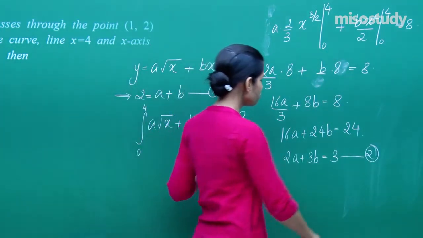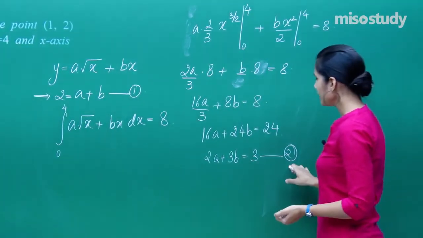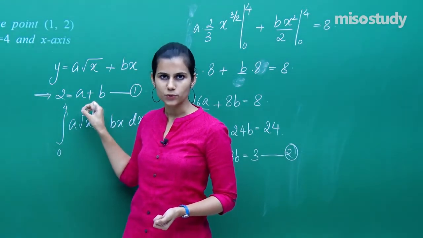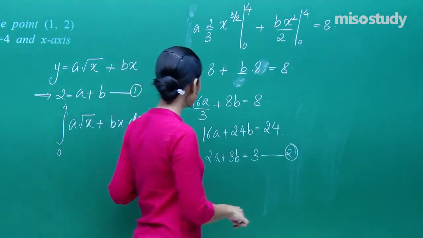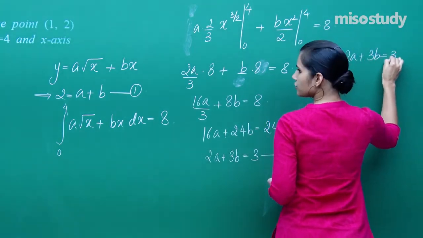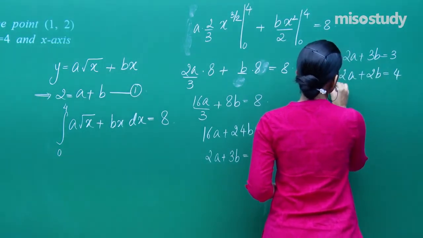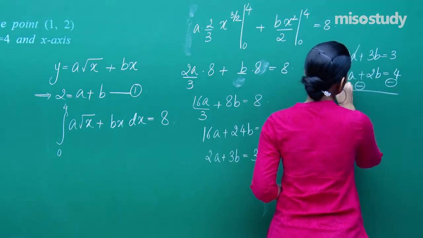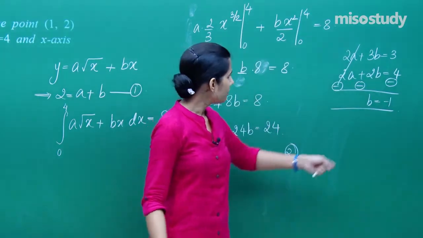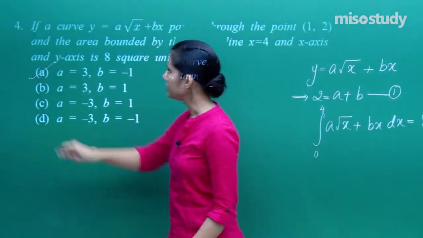When you solve 1 and 2, you get a equals 3 and b equals minus 1. Clear? You can see this is 2a plus 3b is 3, and this is 2a plus 2b is 4. 3b minus 2b is b, 3 minus 4 is minus 1. And when you put minus 1 anywhere, you get a equals 3. So b is minus 1, a is 3.